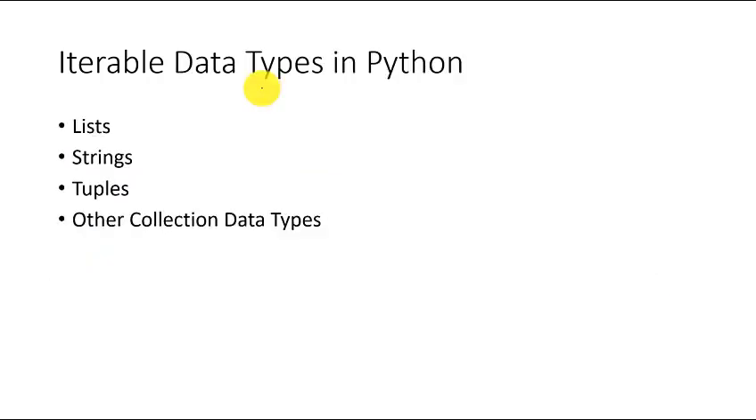The other iterable data types in Python are the list, which we have already discussed. Then there are strings, which we will discuss in our future chapters. And then there are tuples. We can iterate over the tuples as well. This we'll also discuss. And there are some other collection data types as well in Python, which can be iterated just like the list. So these are some iterable data types in Python, which can be iterated using the for loop. This is how we use for loop in Python.